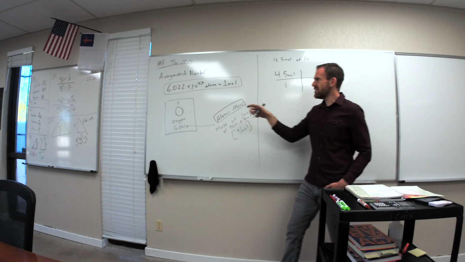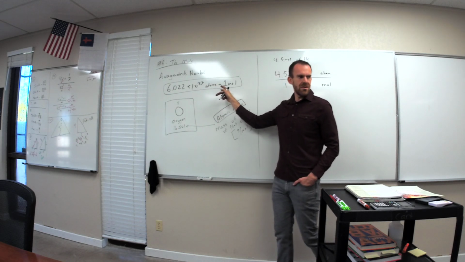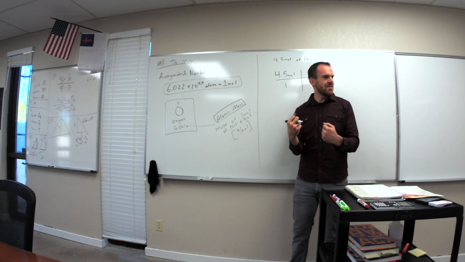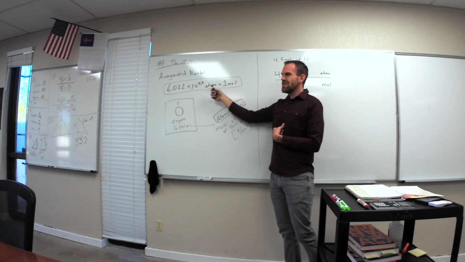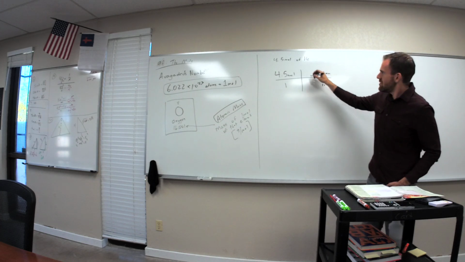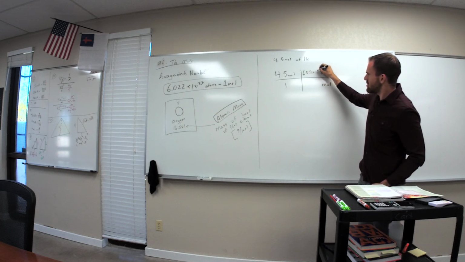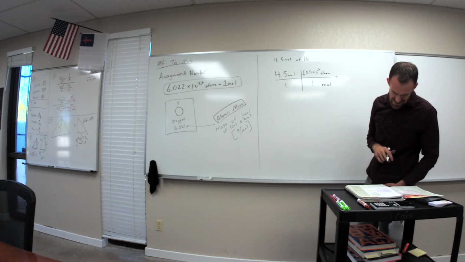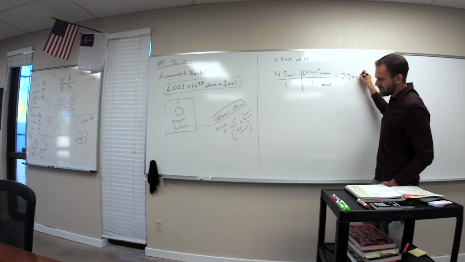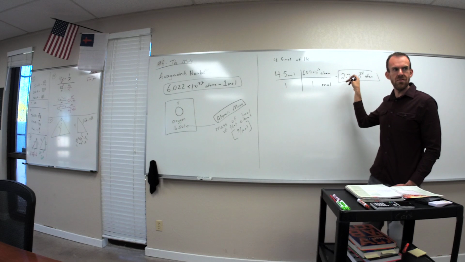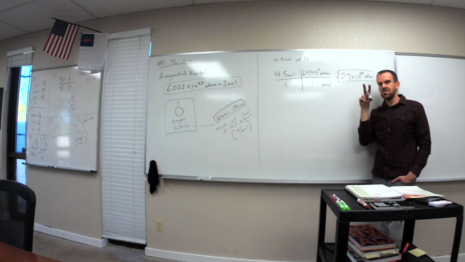Avogadro's number. That's right. We're going to use Avogadro's number. Why? Because it relates atoms and moles. So of course I'm going to use the conversion that relates atoms and moles. So 6.022 times 10 to the 23rd atoms per 1 mole. If I multiply those, I get 2.7 times 10 to the 24 atoms. Remember your significant digits. If they only give you 2, your result should only have 2 because you're multiplying.